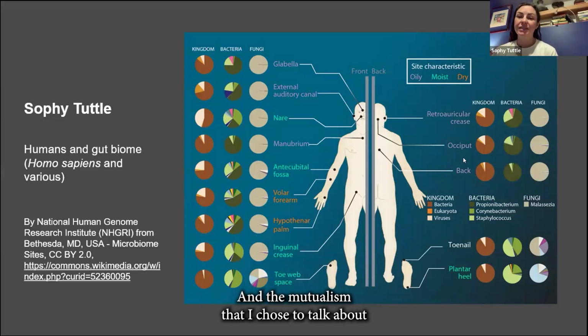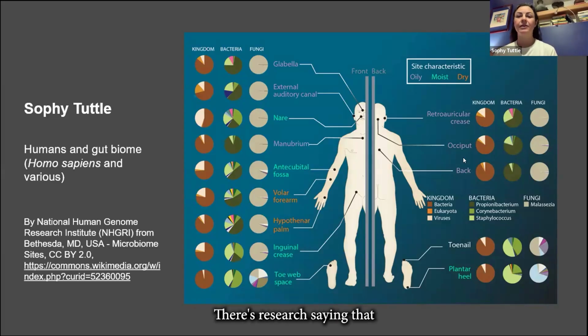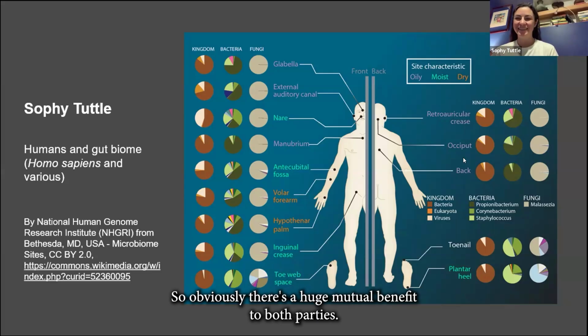The mutualism that I chose to talk about was the one between humans and not only the gut biome, but also your skin, kind of the body biome itself. There's research saying that the microbial cells outnumber human cells at a ratio of about 1.3 to 1. So we're actually more something else than we are human, which I kind of love.